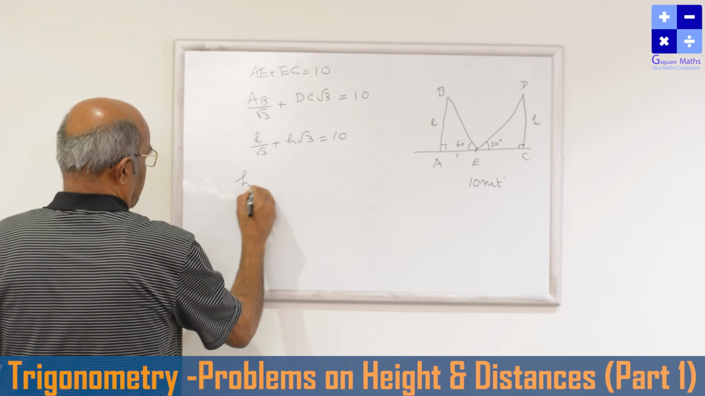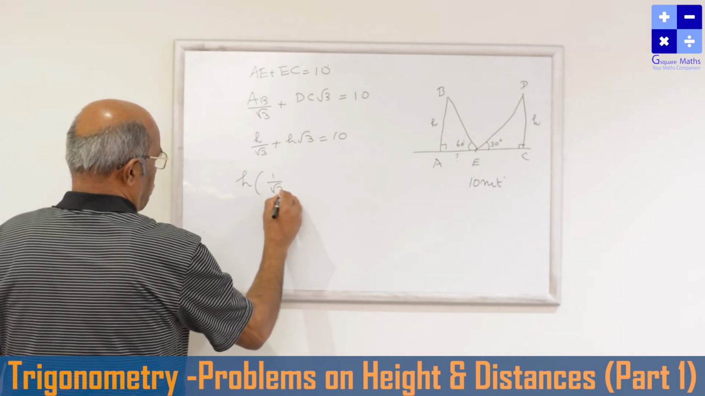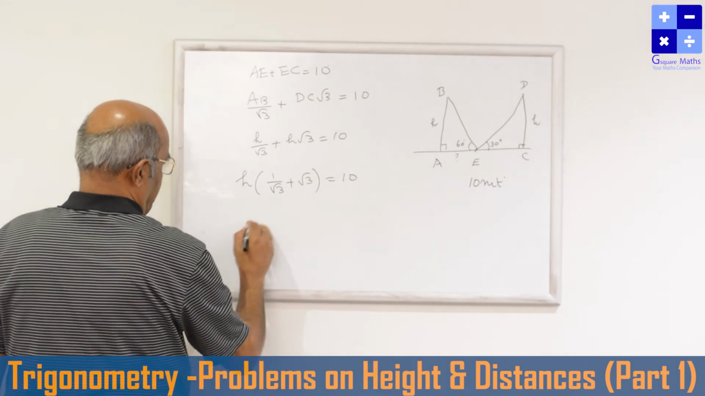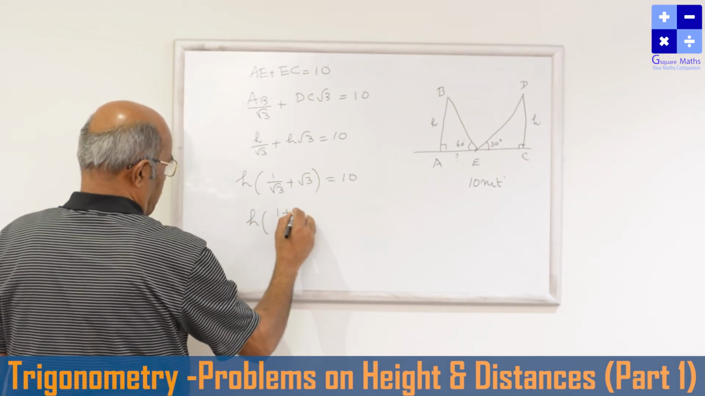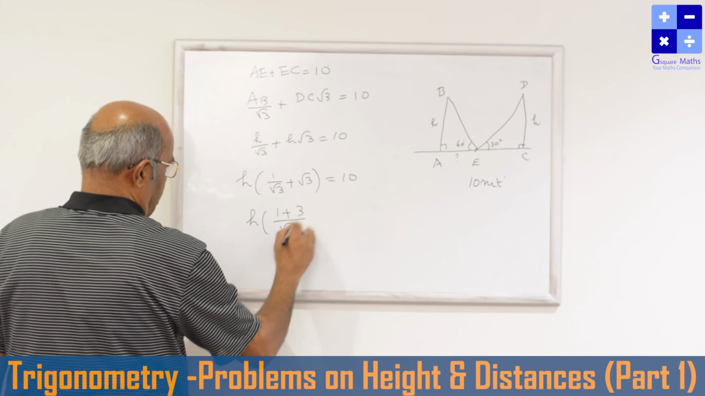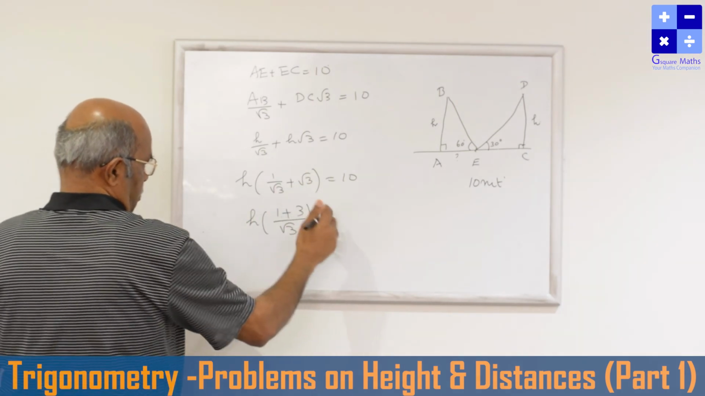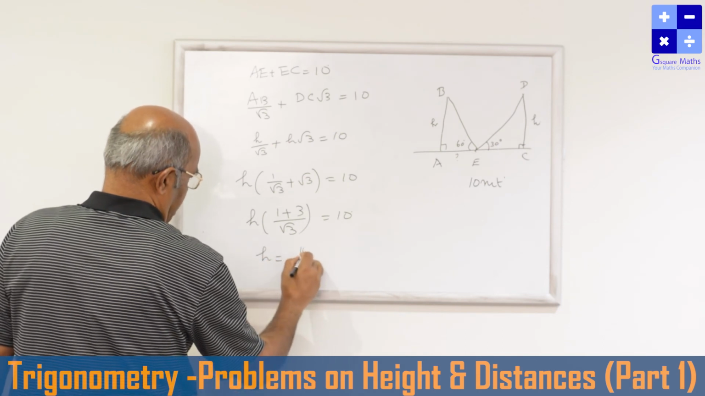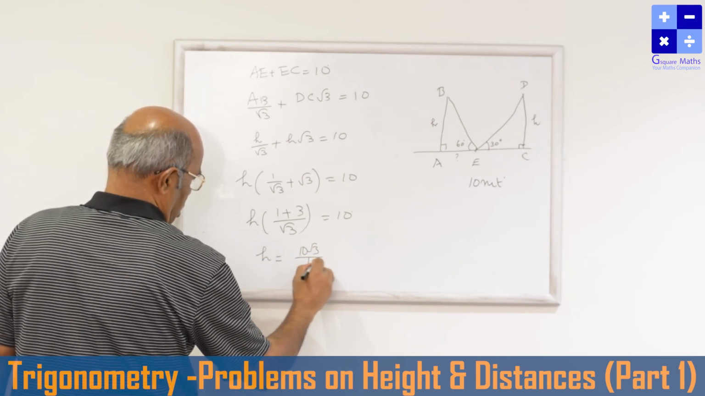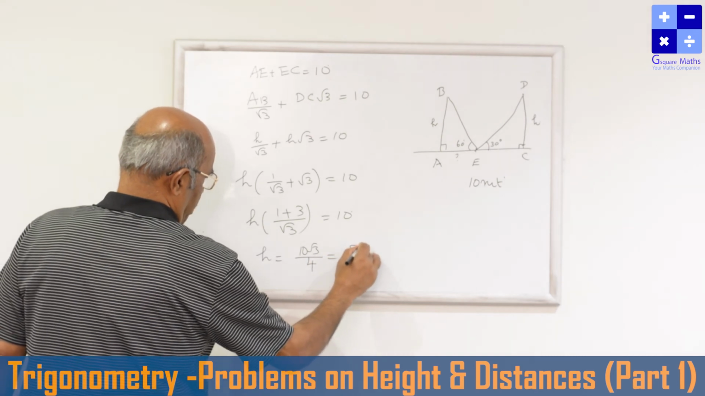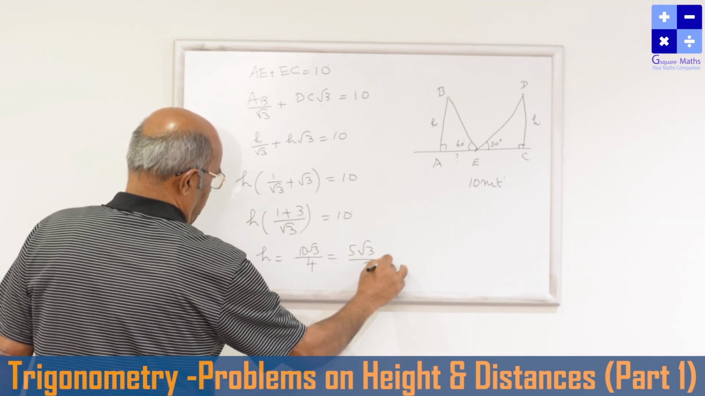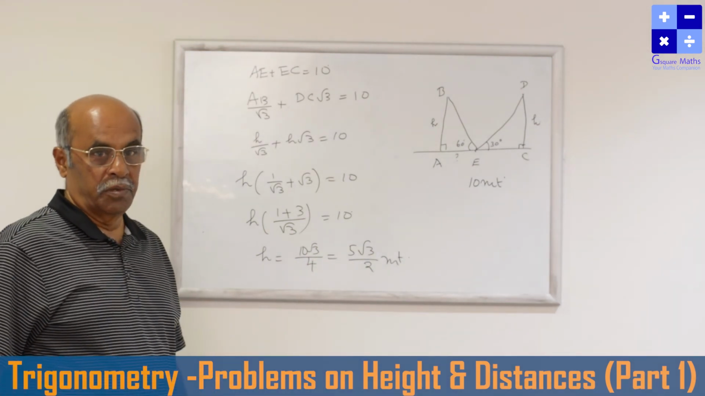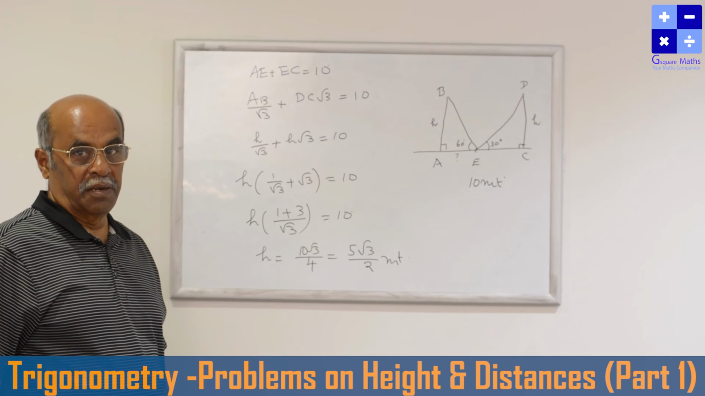So take h common: h times (1 by root 3 plus root 3) is equal to 10. So h into (1 plus 3) by root 3 is equal to 10. So h is equal to 10 root 3 by 4, which is equal to 5 root 3 by 2 meters. Therefore, the height of the building is 5 root 3 by 2. This is the first question.